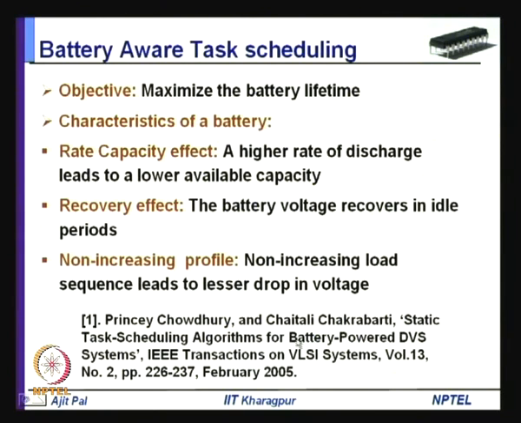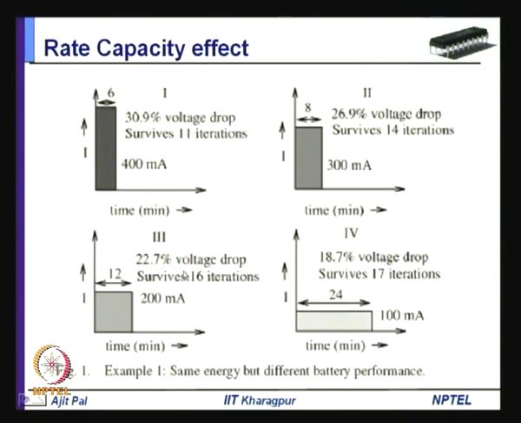This has been taken from a paper entitled Static Task Scheduling Algorithm for Battery Powered Dynamic Voltage Scheduling System. It was published in IEEE Transactions on VLSI Systems, and the paper was by Prince C. Chaudhuri and Chaitali Chakraborty. In this paper they have utilized these characteristics of the battery, and then they used dynamic voltage scheduling, and this is the rate capacity effect that I was mentioning.